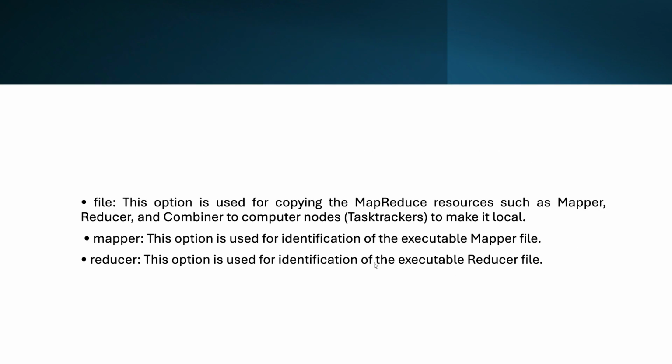We have the file option that is used for copying the MapReduce sources such as mapper, reducer, and combiner to make them local. Then we have the mapper option to identify the executable file, which is the mapper.r file that we saw recently. This is recognized using the mapper and the reducer. These two files will be there in the Hadoop cluster.